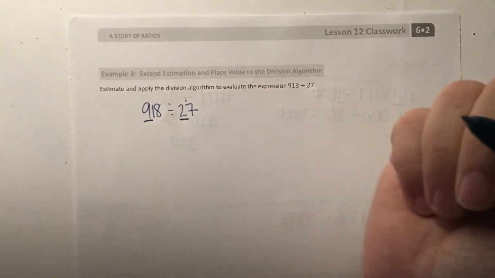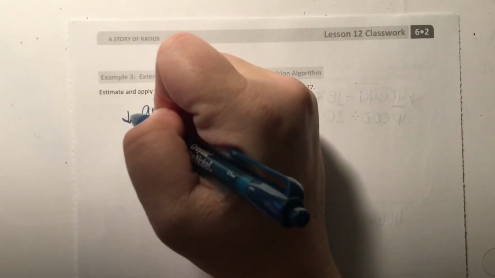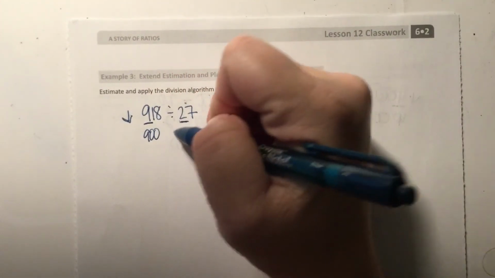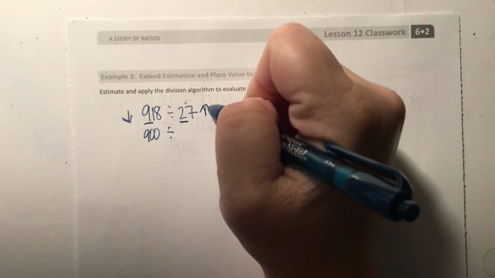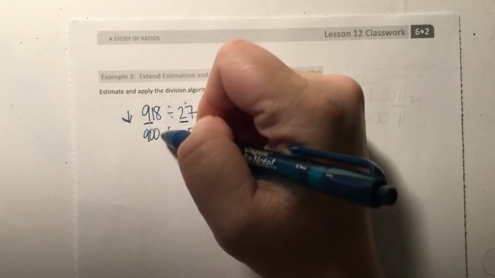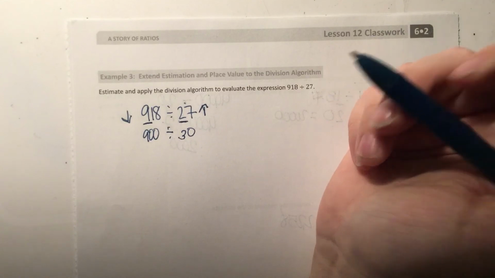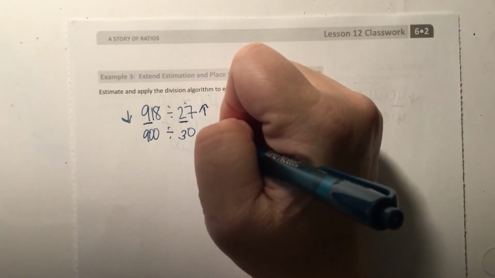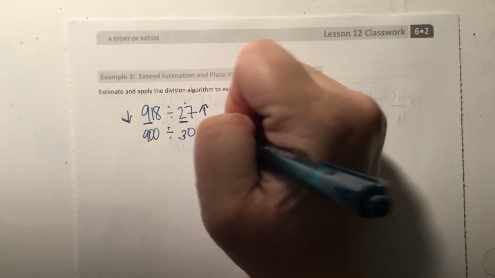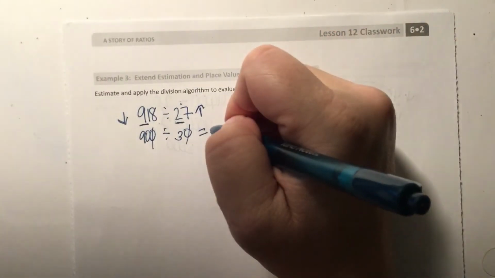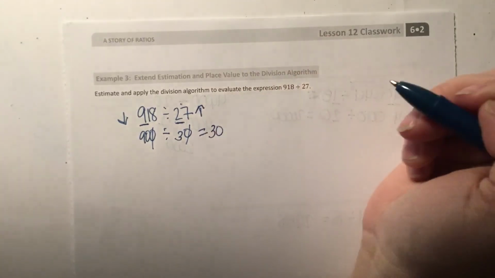So we're going this digit here and this digit here, right? So this is 18, so I would go down to 900. And this is 27, so I would go up to 30, okay? Because we have zeros, right? So we know that 3 and 9 is 3, right? So you can cross out your zeros there. 3 goes into 90 30 times, right?